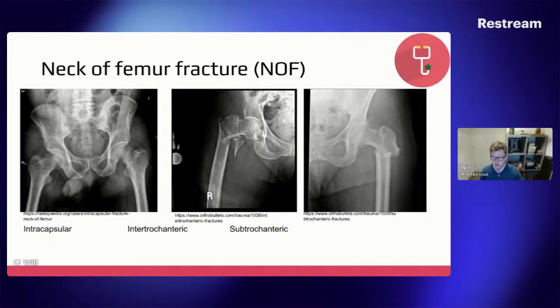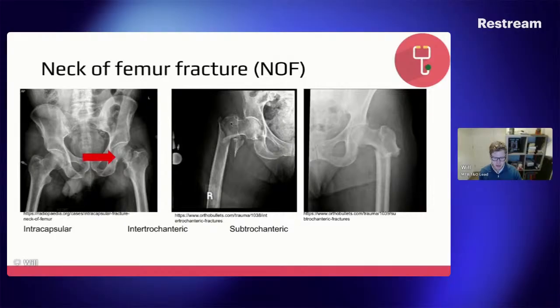The first type that you can see on the furthest right-hand side of this slide is an intracapsular fracture. In this diagram, we're looking at this left hip here. You can see the fracture line coming along here, but you can see that it is within the hip capsule. The hip capsule will extend from the base of the neck of femur here up to cover the femoral head.